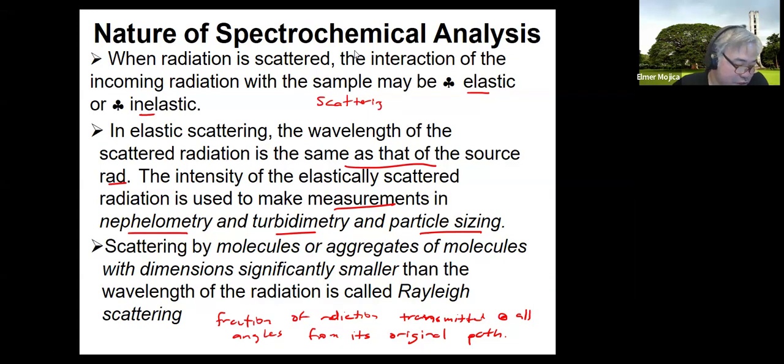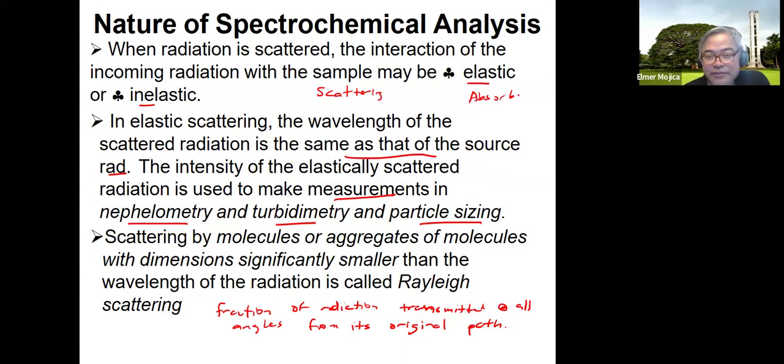So usually when we're talking about nephelometry, the intensity of the scattered light in the turbid solution is measured. Now for turbidimetry, the intensity of light transmitted through the sample is measured. Okay, so it's just like maybe what? The common term we use, absorbance versus transmittance, right?